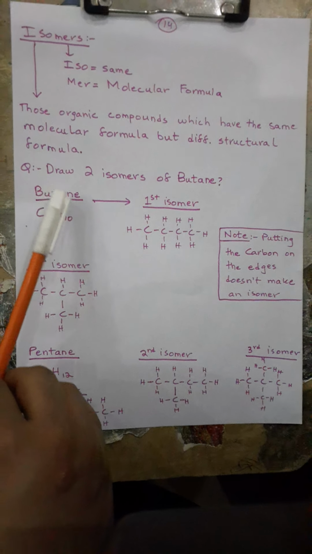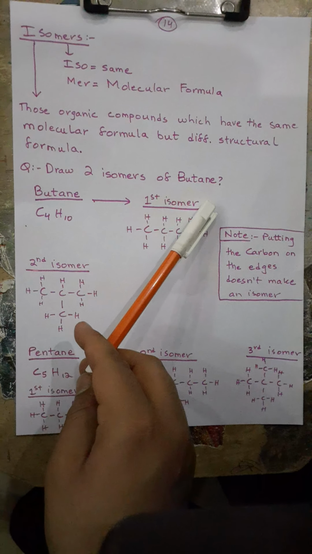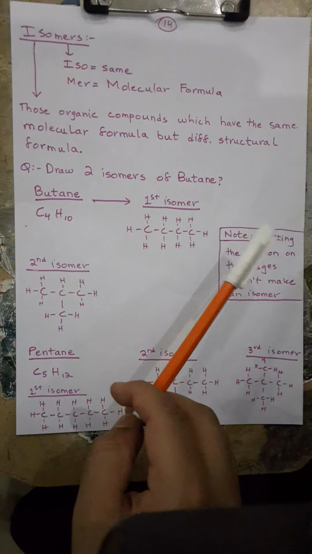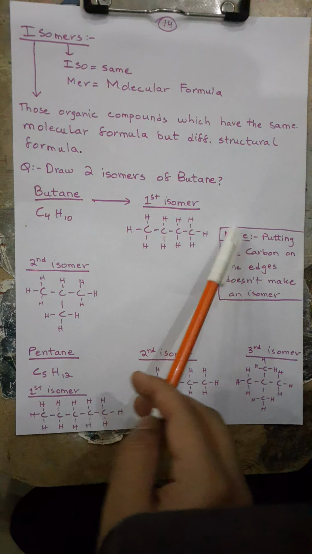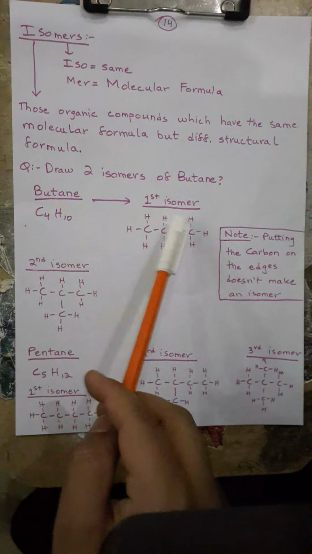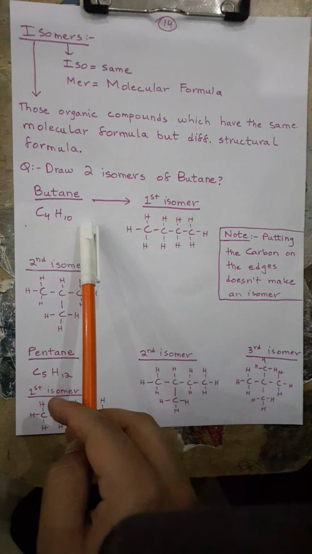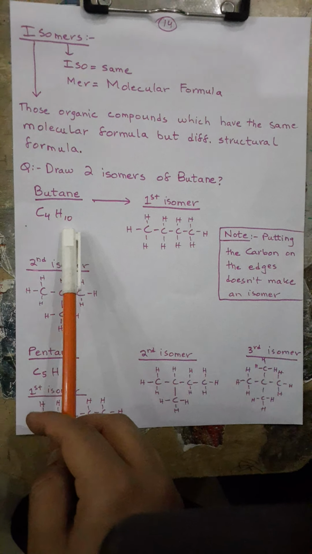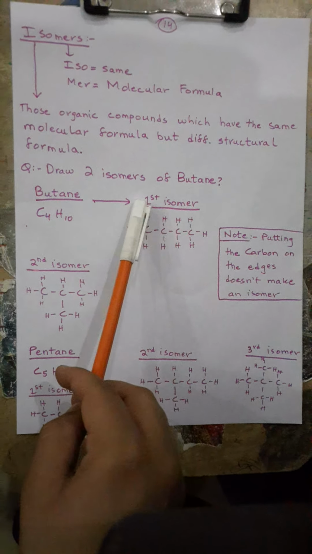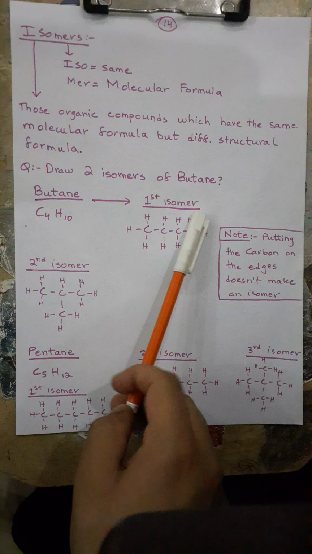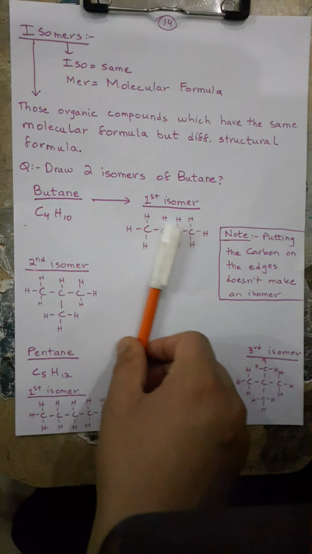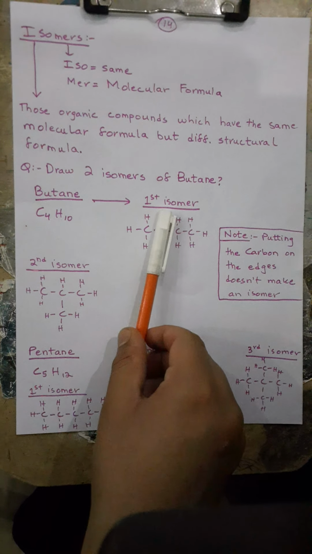Now here the question is: draw two isomers of butane. First we're going to read this note, which says that putting the carbon on the edges doesn't make an isomer. Now come back. Butane is C4H10, we know its molecular formula is C4H10 and its structural formula is this one, the simplest structural formula, and so this is the first isomer of butane. So C1, 2, 3, 4, C4H10, this is the first isomer.